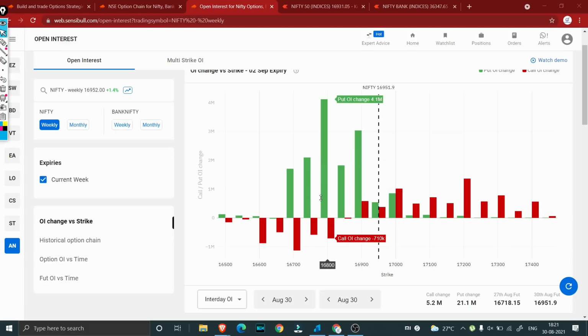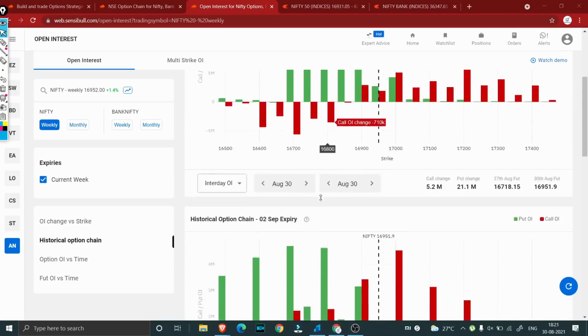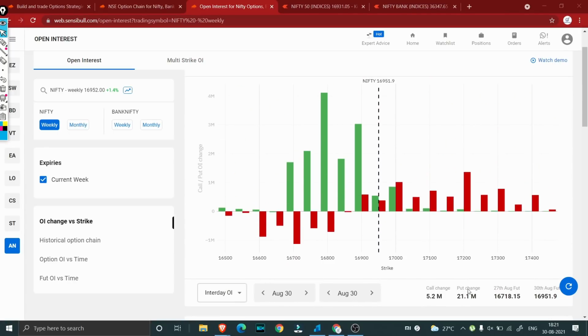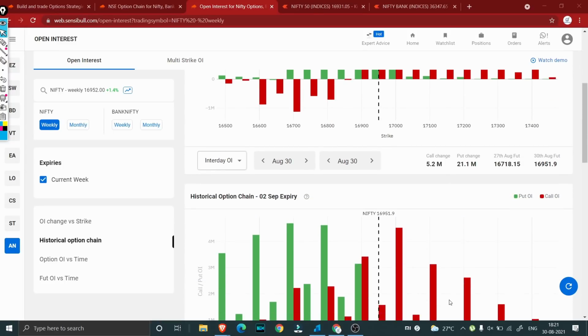So based on this, it clearly shows that the sentiments have turned positive, because even if you look at the change in OI, we see that totally 21 million puts were written today compared to 5 million calls, almost 4 times more. So people are writing puts aggressively, suggesting that the markets might find support at the lower levels, right?